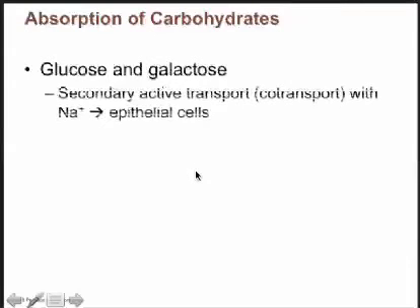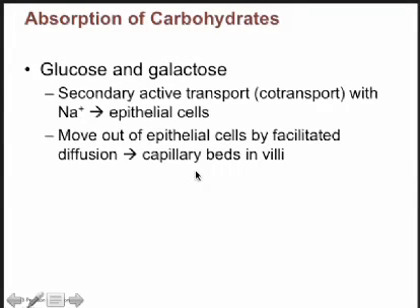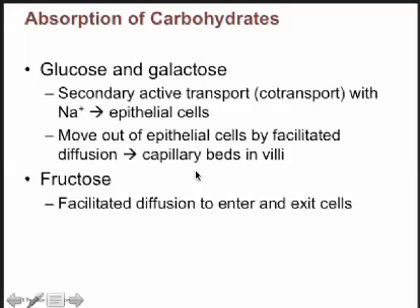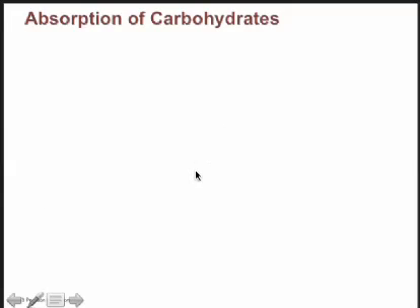Glucose and galactose are absorbed by secondary active transport with sodium through the epithelial cells that line the small intestine. They move out of the epithelial cells by facilitated diffusion into capillary beds that are just beneath the villi. Fructose moves by facilitated diffusion to enter and exit cells.